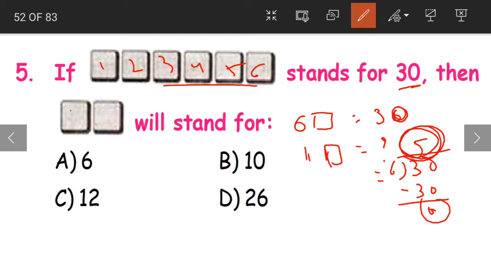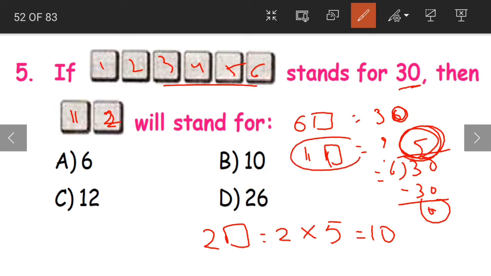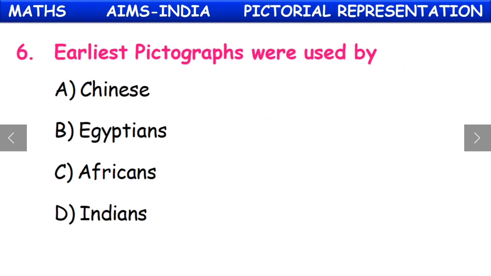5. Now here how many blocks do we have? 2 blocks. So 2 blocks is equal to 2 into 5. That is equal to 10. Yes or no? 1 block is equal to 5. Then 2 blocks is equal to 2 into 5, 10. Option B becomes our correct answer.